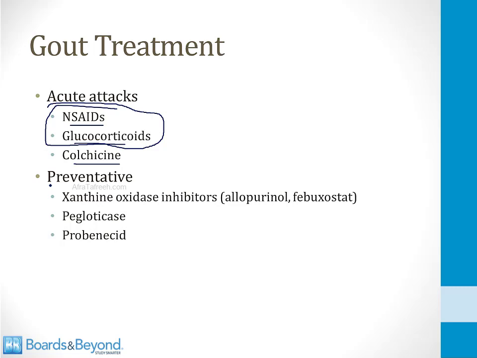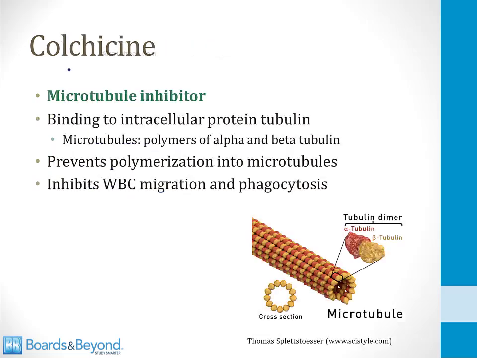And then for patients who have multiple recurrent attacks of gout, they can be placed on preventative therapy to reduce the uric acid level in the body. Drugs that do this are xanthine oxidase inhibitors like allopurinol and febuxostat. There's also a drug called pegloticase and finally probenecid, and we'll talk about all three of these categories of drugs in this video. Colchicine is a drug that can be used to treat acute gout.